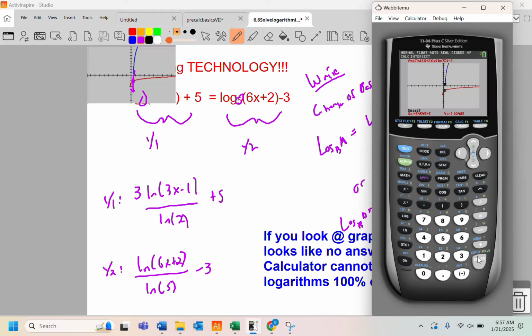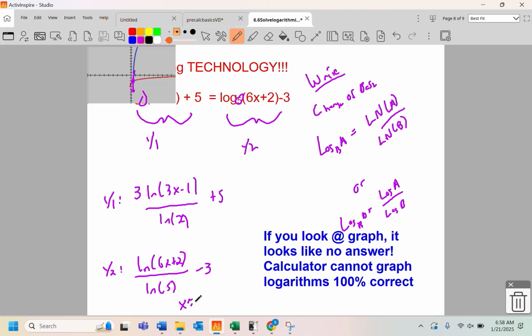And I'm going to guess. And the calculator is going to find it. So even though it couldn't draw it, it still was able to figure out the intersection. So the correct real answer to this is 0.3983. Four decimal places on logarithms.